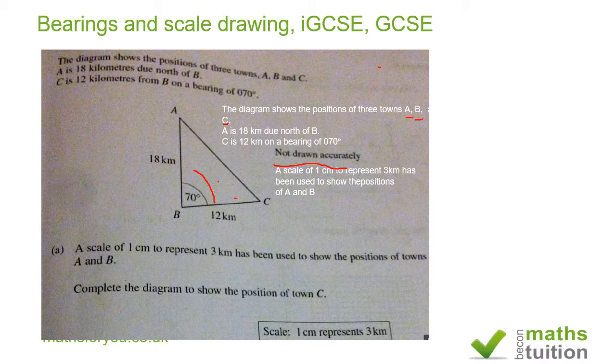Moving on from that, down here somewhere, it then says complete a diagram to show the positions of town C, and that the scale is 1 centimeter represents 3 kilometers. That's 1 centimeter on paper represents 3 kilometers in real life. I hope that makes sense. Okay, now next slide.